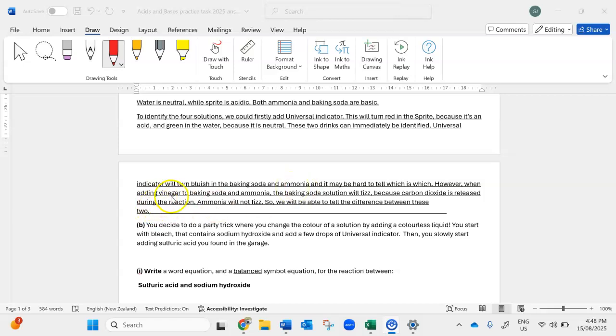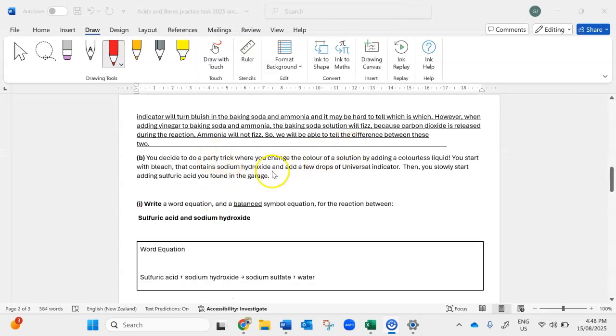However, when we add vinegar to the baking soda, because vinegar is an acid and the baking soda contains carbonate, it will fizz. The baking soda solution will fizz because carbon dioxide gas is released, and ammonia will not fizz. So now you can tell the difference between the two of them.